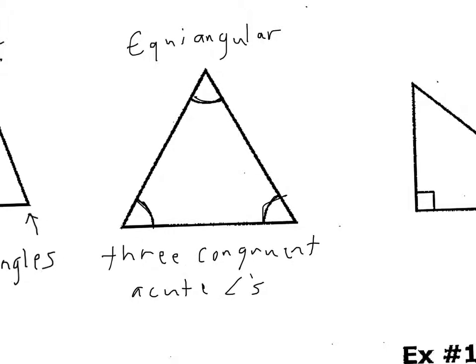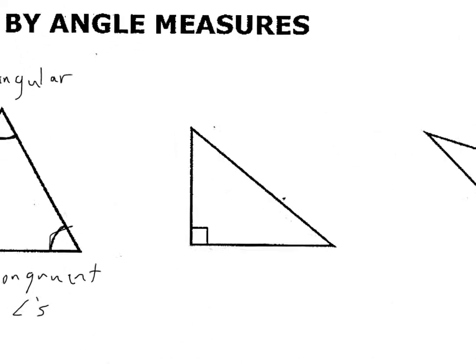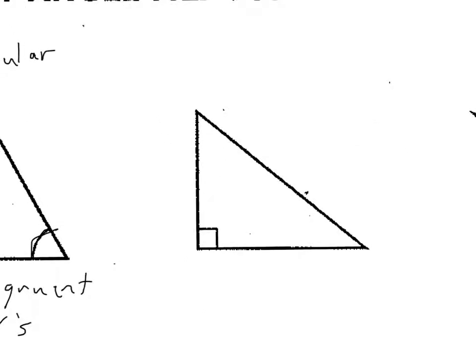Okay, the next one you should be very familiar with is called a right triangle. And you, of course, know that a right triangle has an angle of 90 degrees. So you only have one angle of 90 degrees. You should be very familiar with that one.